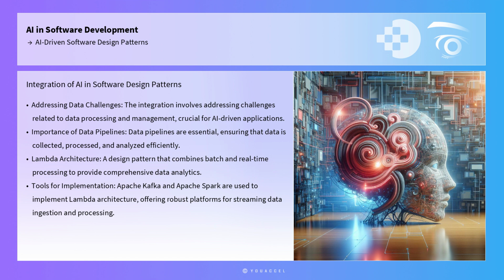Apache Kafka and Apache Spark are tools that can be used to implement Lambda architecture, providing robust platforms for streaming data ingestion and processing.